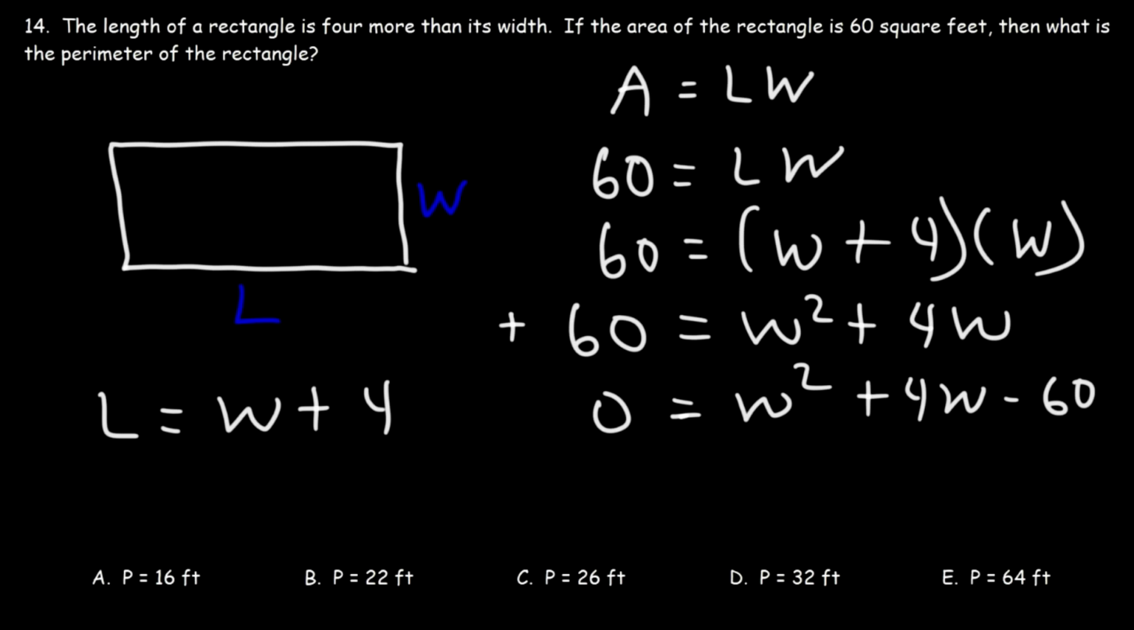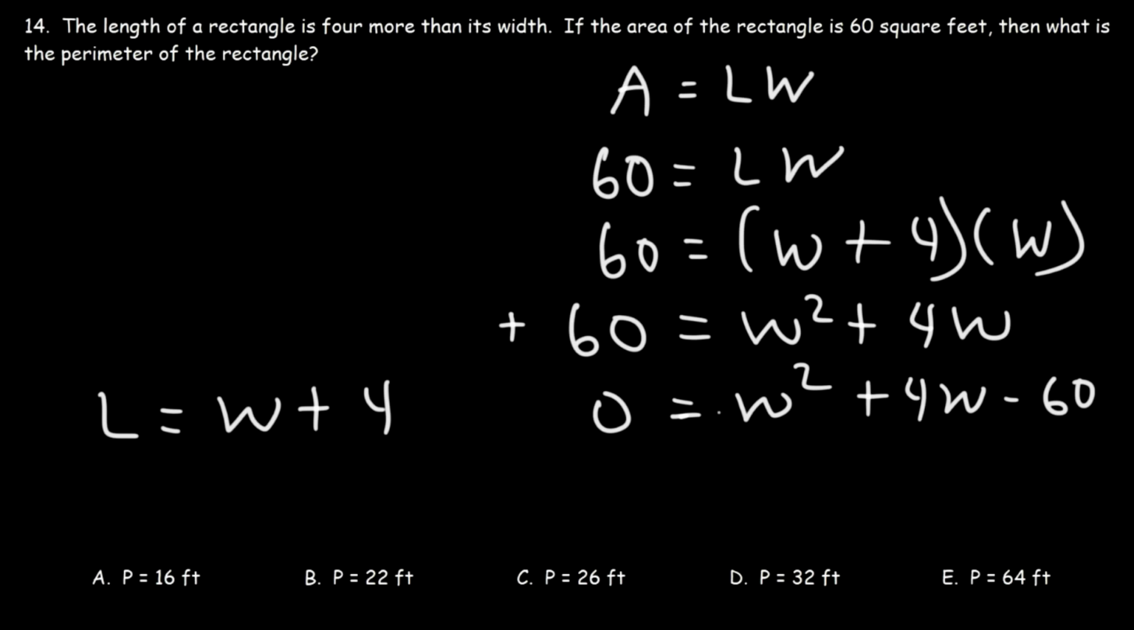Now what we can do at this point is we can factor the expression. Notice that we have a trinomial where the leading coefficient is 1. So let's find two numbers that multiply to negative 60 but add to 4. So let's make a list.